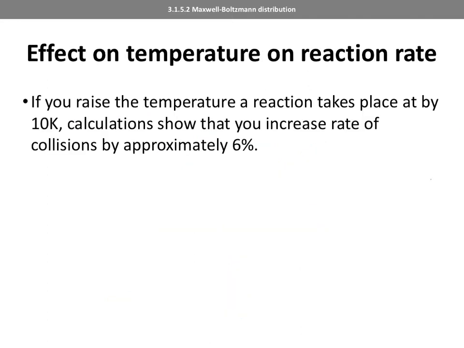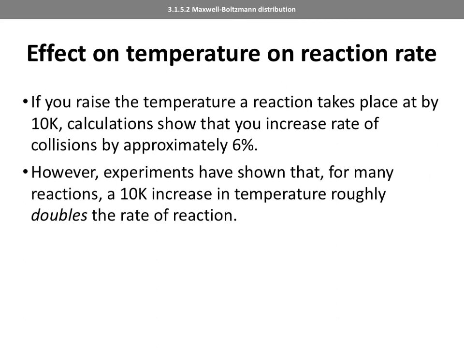It turns out that if you do the maths regarding the frequency of collisions, if you raise the temperature of a reaction by, say, 10 Kelvin, the maths tells us that we would increase the rate of collisions by approximately 6%. So there would definitely be an increase in the rate of reaction, but not a sizable one. However, when actual experiments have been performed where the temperature has been increased by 10 Kelvin, we're seeing roughly double the rate of reaction, so roughly a 100% increase.